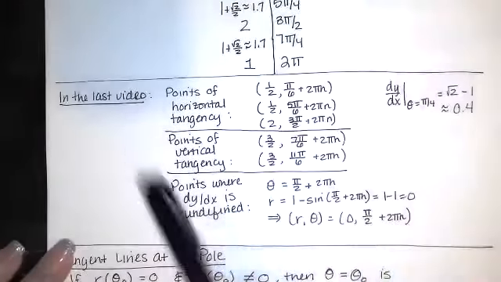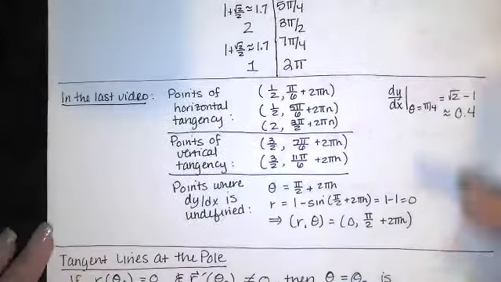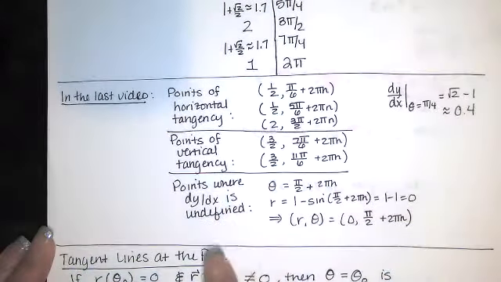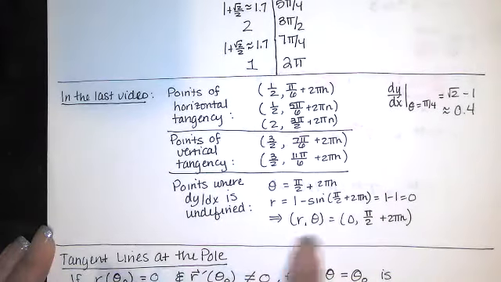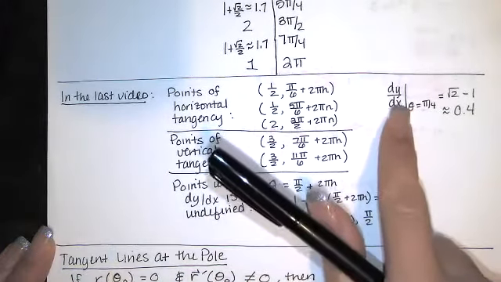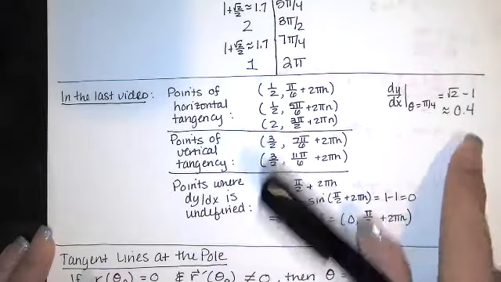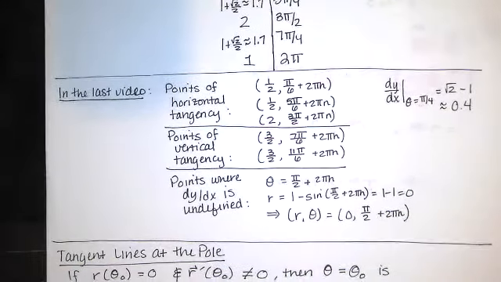But I wanted to be able to visualize all of this. So I told you this should represent a horizontal tangent line, that should represent a vertical tangent line, and I'm not really sure what's going on here. And then we've got the slope of the tangent at theta equals pi over 4 is this, but we didn't actually get to see it.